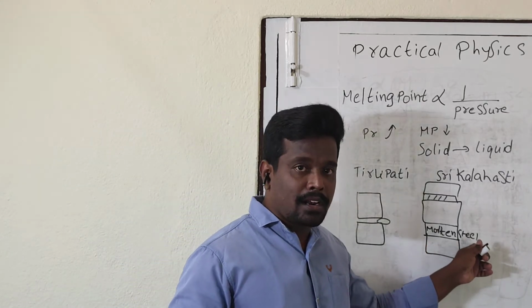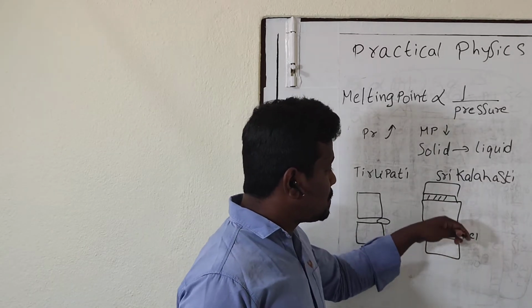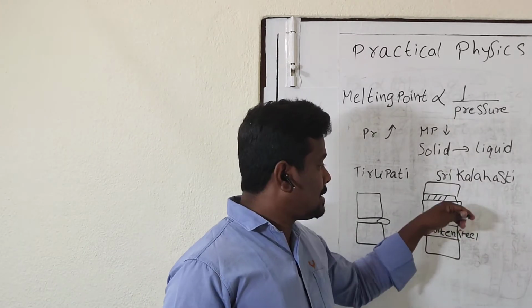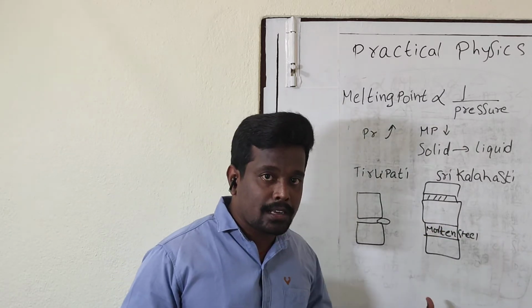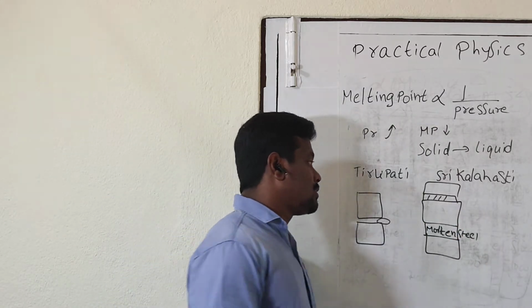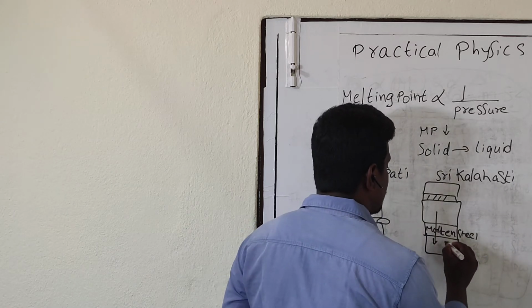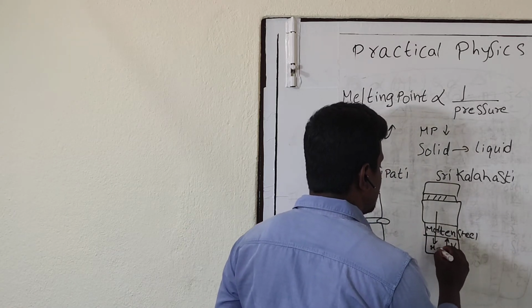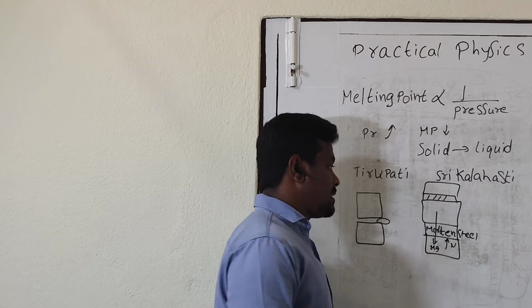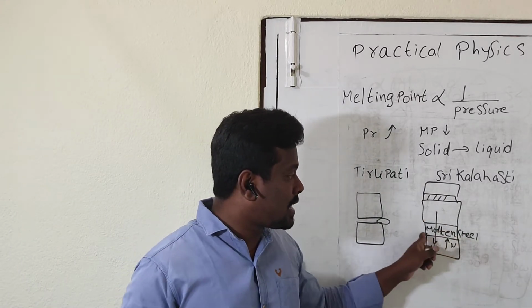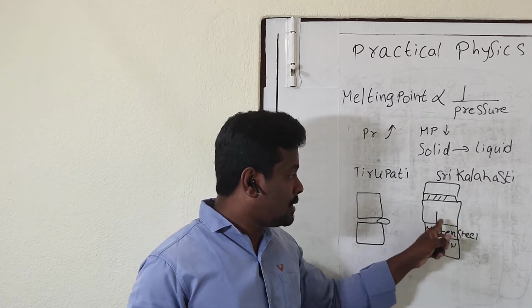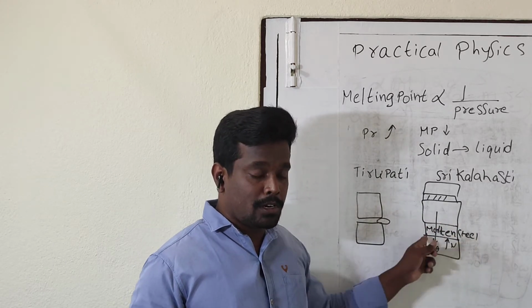Steel is a metal, right? So this steel is present between two rocks. Gravity is acting on them, and normal force. Gravity is acting in this direction, normal force is acting in this direction. So a huge amount of pressure is acting on the molten steel in the middle.